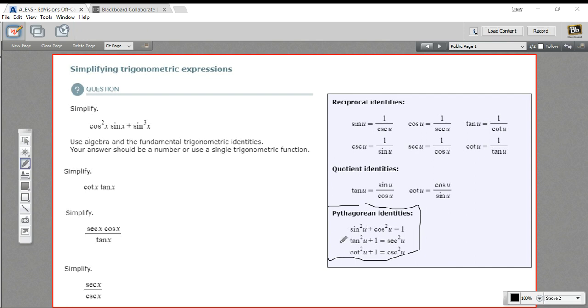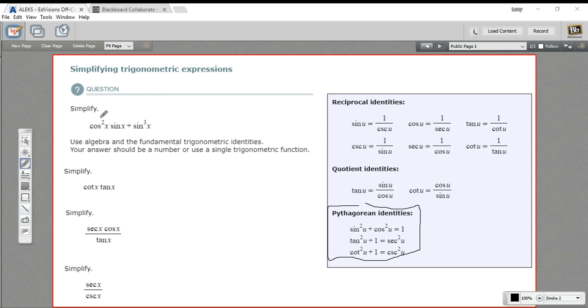And then these others are sort of forms of this. You can arrive at these by taking this first one and manipulating it with algebra a little bit. So we've got tangent squared plus 1 equals secant squared, and cotangent squared plus 1 equals cosecant squared. So we want to keep our eyes out for patterns like this. Let's try with this first one.